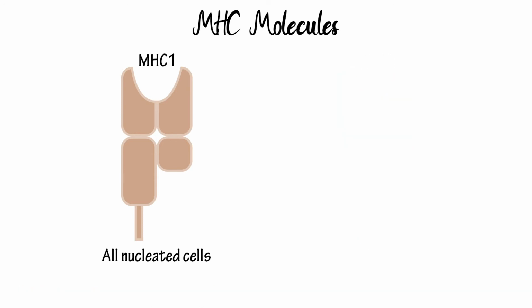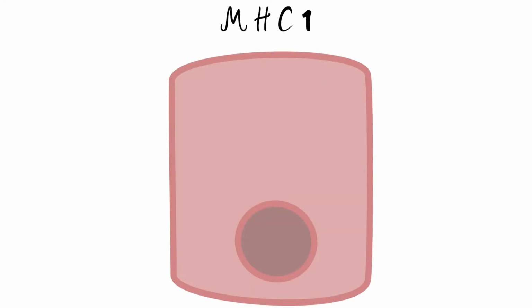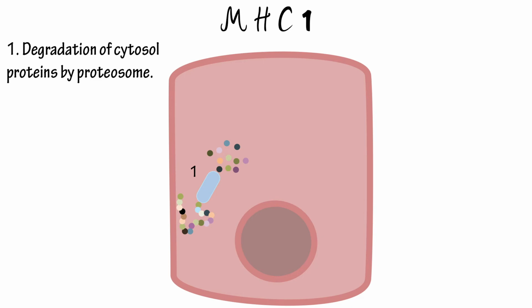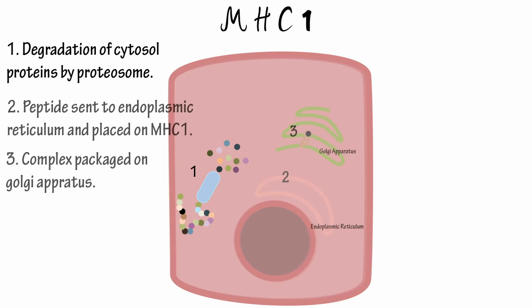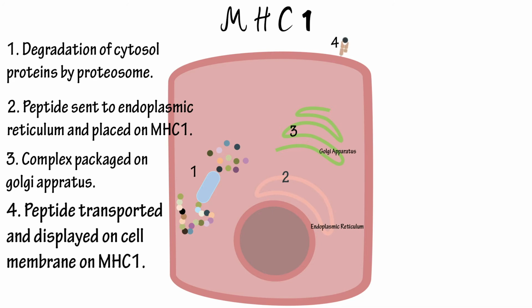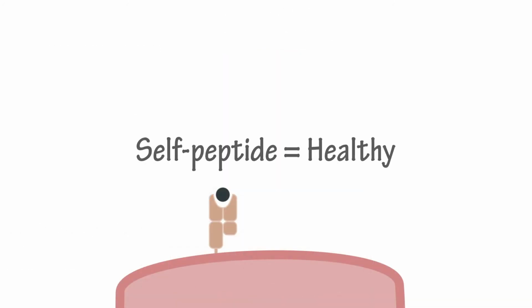So when cells sample their own inner contents, they display it on the molecule MHC1. Cytosol proteins are degraded by a proteasome into small peptides. These pass on to the endoplasmic reticulum of cells and are packaged on the MHC1 molecule, which transports them to the cell surface membrane to be displayed to external cells. So why do they do this? To prove they are healthy cells.